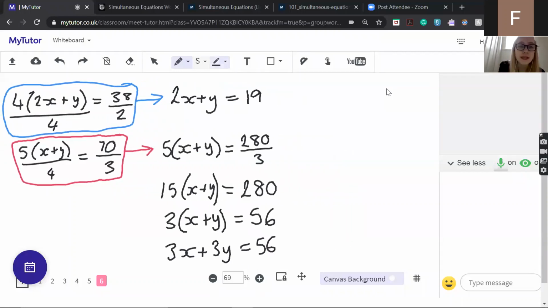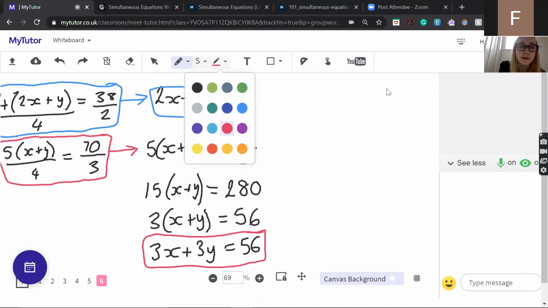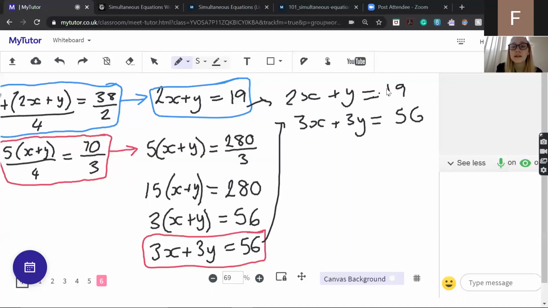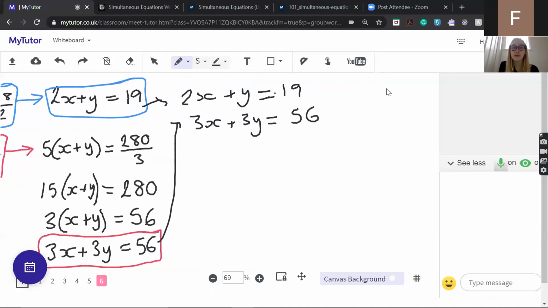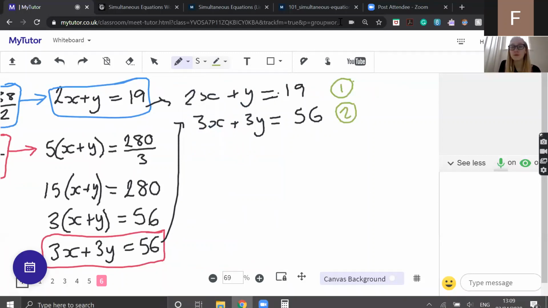And now, if we take these two simplified versions, so this is our simplified version here, this is our simplified version here, and just pop them over here, I'm just rewriting them: 2x plus y equals 19, 3x plus 3y equals 56. Now I have something that looks exactly like the questions that I'm familiar with and comfortable with. I can label them 1 and 2 and go on to solve it as usual.